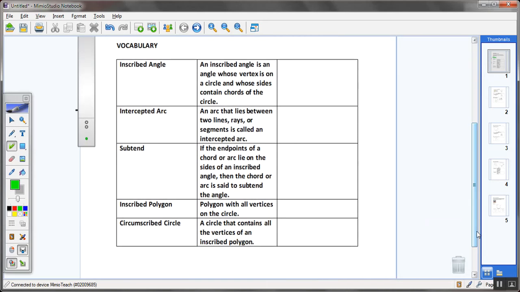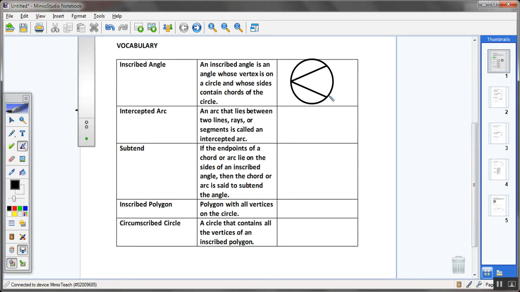Inscribed angle. Volunteer to read that for me. An inscribed angle is an angle whose vertex is on a circle and whose sides contain chords of the circle. So if I have a circle like this, this is what an inscribed angle is. It's an angle not at the center of the circle anymore, but the vertex is actually on the circle, and the two sides of the angle are chords to the circle. So that would be an inscribed angle. That's what we're talking about right there.